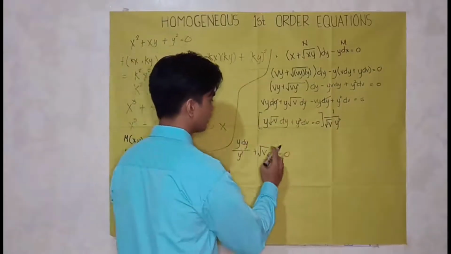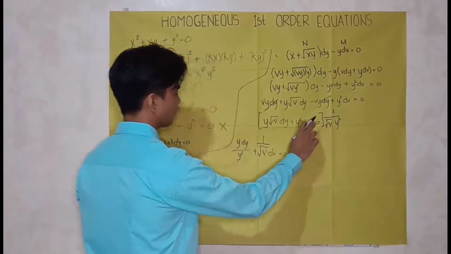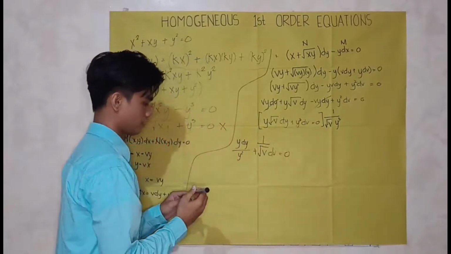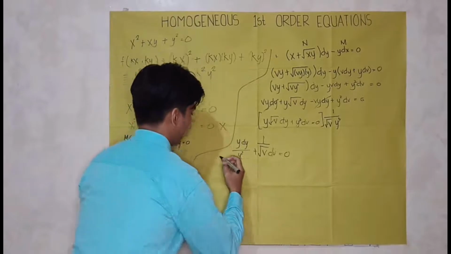Oh, teka lang. Correction. Lagyan natin ng 1 half, kasi 1 over square root of v yung inano natin. So, ayan. So, integrate na natin.